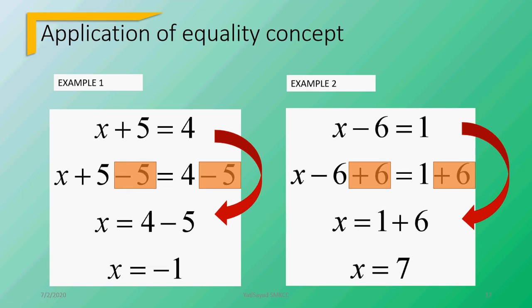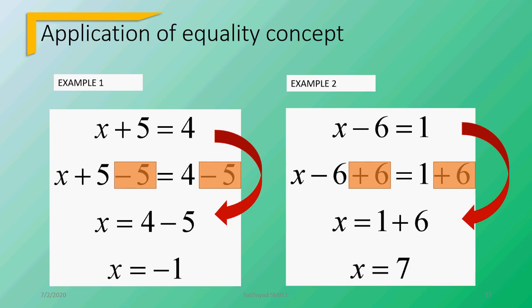Basically, from this you can see that if you have plus 5 at the left hand side, you have to minus 5 at the right hand side. If you have minus at the left hand side, you have to plus at the right hand side. When you skip steps, you can just change the operation when you change the side.